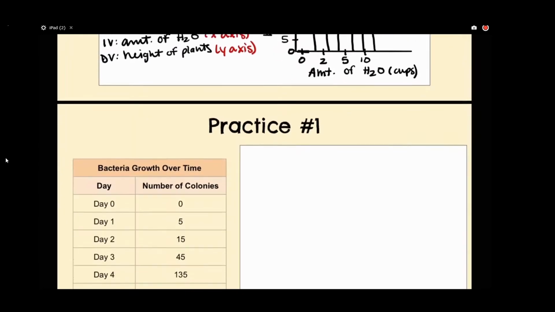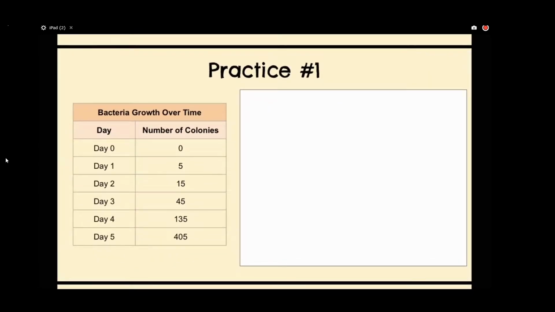All right, so let's do the first practice together. So I'm looking at bacteria growth over time, and we're going to be counting up to 5 days, and then the number of colonies, and that's like the number of little groups you'd see in a petri dish. So I'm first going to start with drawing my axes, and that came out a little wobbly, so I'm going to try that again. Much better.